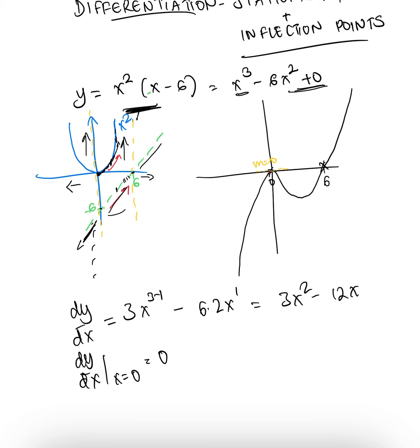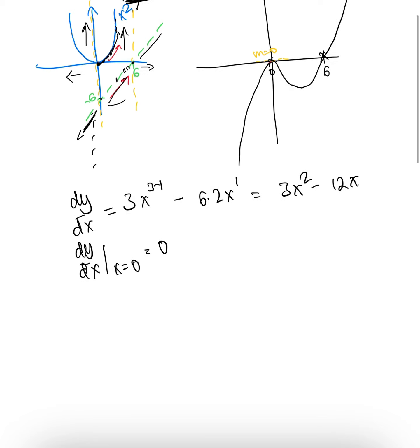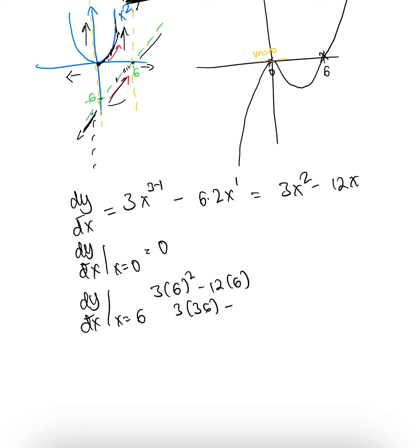But what about at 6? What's the gradient at 6? Well, dy by dx at x equals 6 is 3 times 6 squared minus 12 times 6. So that's 3 lots of 36 minus 12 lots of 6. So that's 108 minus 72, which is 36. So the gradient here is 0. The gradient here is 36.